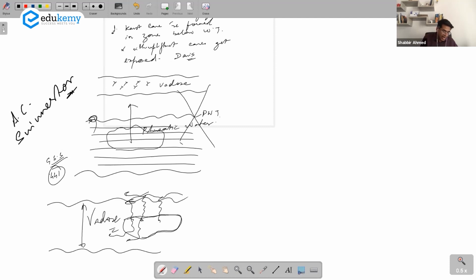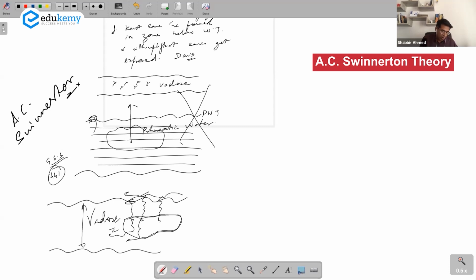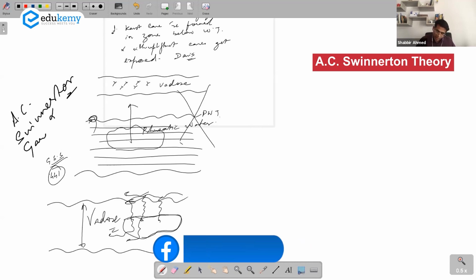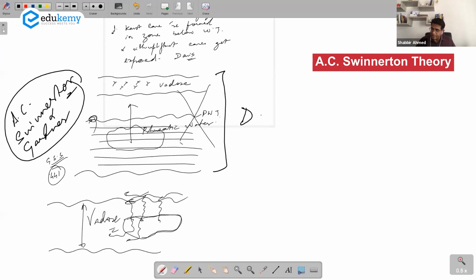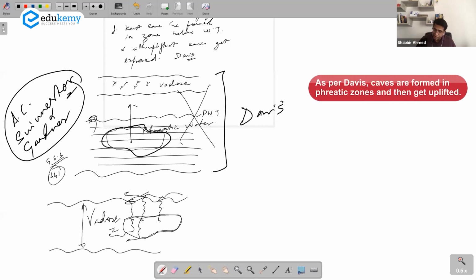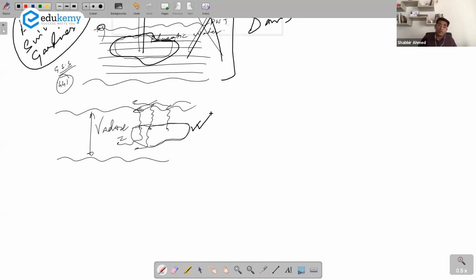Swinnerton states that the caves are not formed by the phreatic water under hydrostatic pressure, but they are formed by the lateral flow of water in the Vadose zone, or by freely moving water at the level of the water table. And according to static water zone, the caves are formed with a solution of limestone above the water table. Swinnerton's theory and Gardner's theory disputed Davis's idea that the caves are formed in the phreatic zone and then get uplifted. This is wrong. Now we know they are formed in the Vadose zone because of water percolation down or the water moving laterally in the Vadose zone.